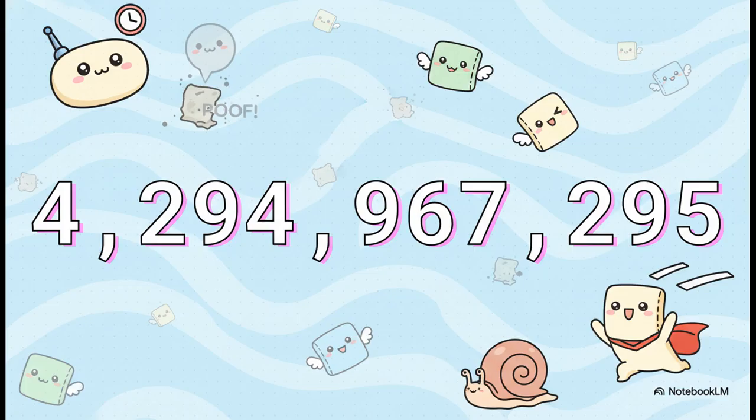Over 4,294 million and change. Now, why does this matter? Well, this massive number is the physical limit where sequence numbers actually max out and wrap around to reset to 0. You might be wondering, wait, on a super high-speed network, wouldn't overlapping sequence numbers cause total chaos?